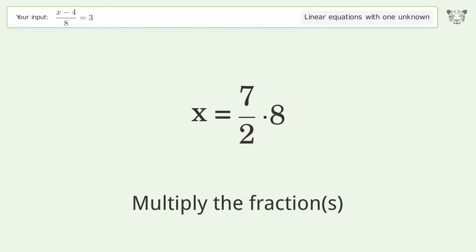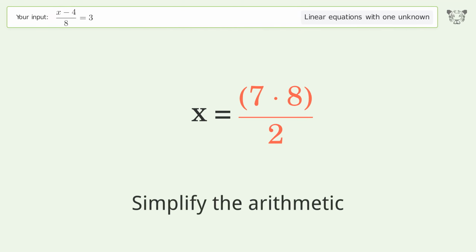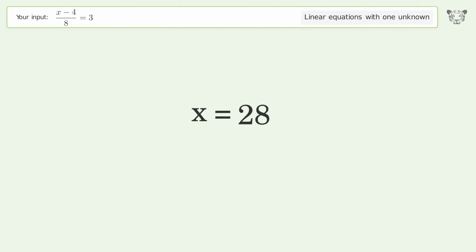Multiply the fractions. Simplify the arithmetic. And so the final result is x equals 28.